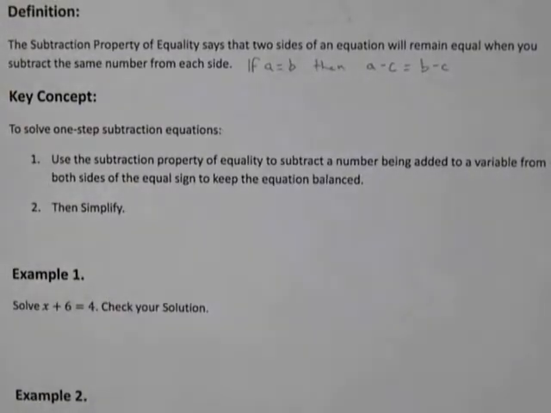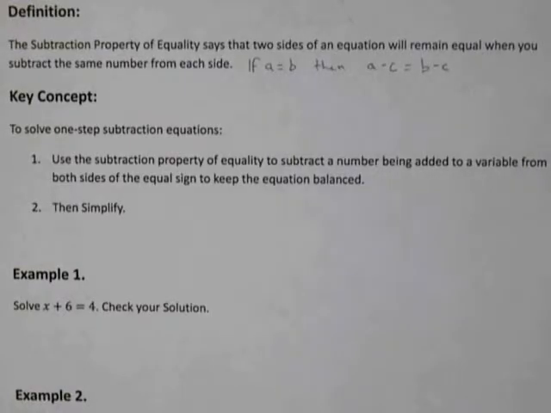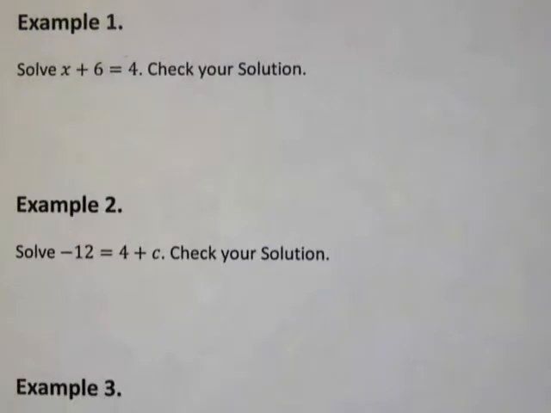So here's your key concept. To solve one-step subtraction equations, first you use the subtraction property of equality to subtract a number being added to a variable from both sides of the equal sign to keep the equation balanced. And then the second part is just to simplify. So let's go over some examples. Say we need to solve x plus 6 equals 4, and then check our solution.